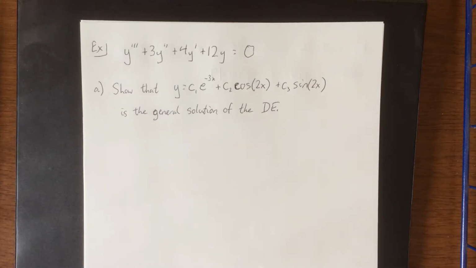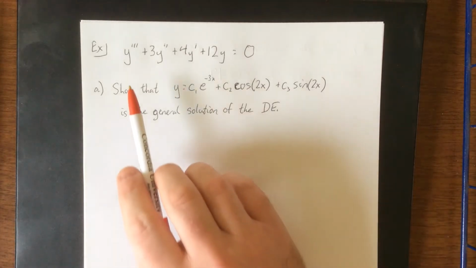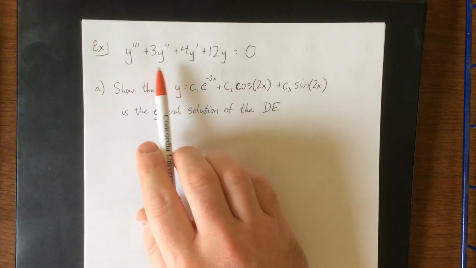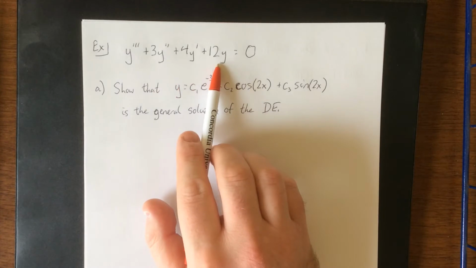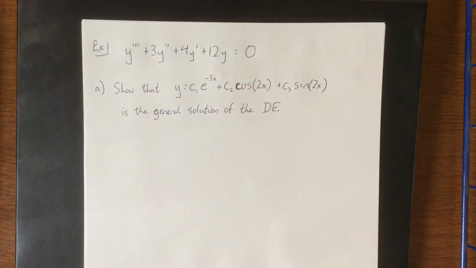To demonstrate how to find the unknown constants for an initial value problem, I would like to consider the following third-order differential equation: y triple prime plus 3y double prime plus 4y prime plus 12y is equal to 0. The first thing I'd like to do is verify the general solution of this differential equation.